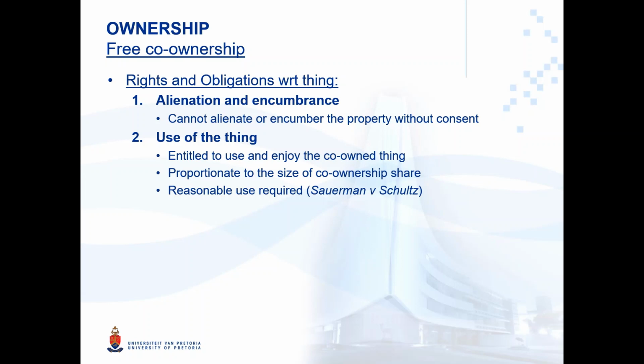Unreasonable use has certain consequences and triggers certain remedies of the other co-owners who are negatively impacted by the unreasonable use of the one co-owner. Unreasonable use is present where the co-owner exercises entitlements to the prejudice of the other co-owner's rights. In other words, it refers to use that is detrimental to the co-owner's rights in the co-owned property.